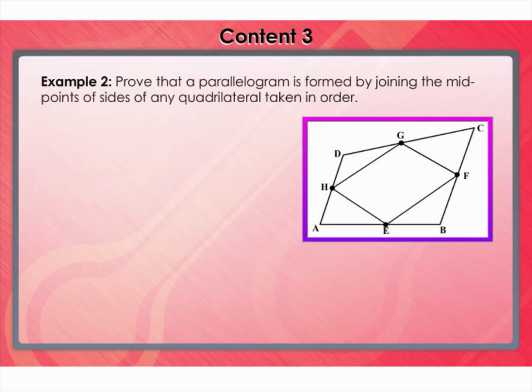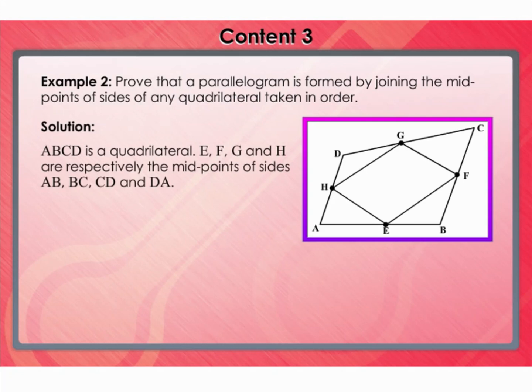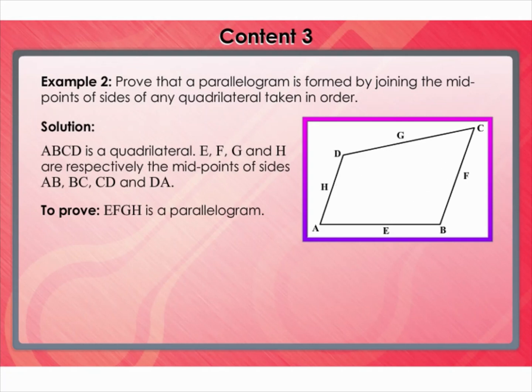Consider the next example. Prove that a parallelogram is formed by joining the midpoints of sides of any quadrilateral taken in order. Let ABCD be a quadrilateral. E, F, G, and H are respectively the midpoints of sides AB, BC, CD, and DA. We need to prove that EFGH is a parallelogram.